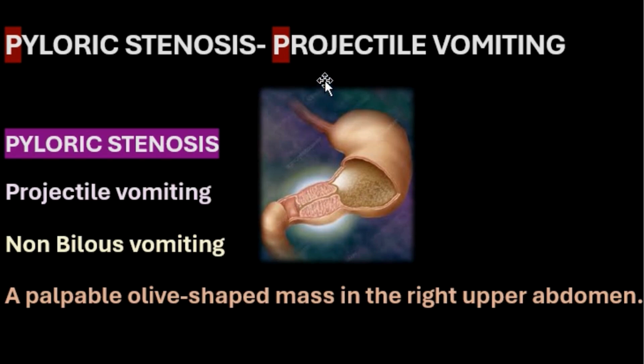Pyloric stenosis is characterized by projectile vomiting. The P is highlighted here for your better memory. Pyloric stenosis has projectile vomiting, non-bilious vomiting, and a palpable olive-shaped mass in the right upper abdomen.